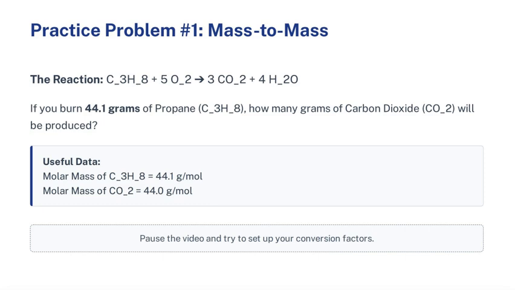So, okay. So the reactants are C3H8, 5O2, 3CO2, and 4H2O. If you burn 44.1 grams of propane, which is the C3H8, how many grams of carbon dioxide will be produced?